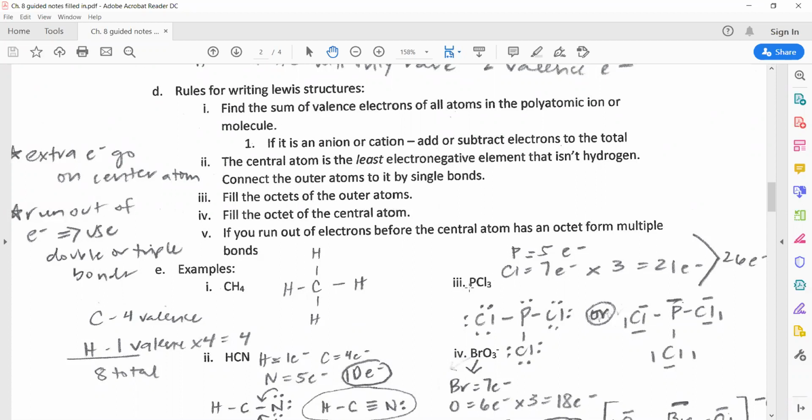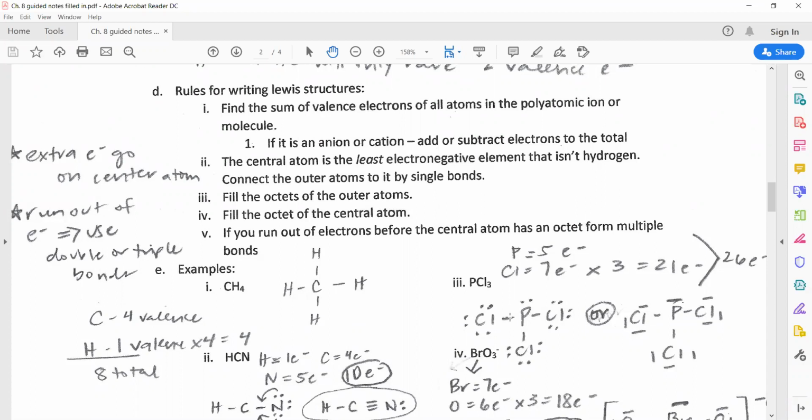P is furthest from fluorine, so he is the least electronegative. He's also single, so he goes in the middle. I put chlorine on any 3 sides. You can go on any side, it doesn't matter. And remember our order, okay? We next fill these with single bonds. So what I did next was single bond, and single bond.